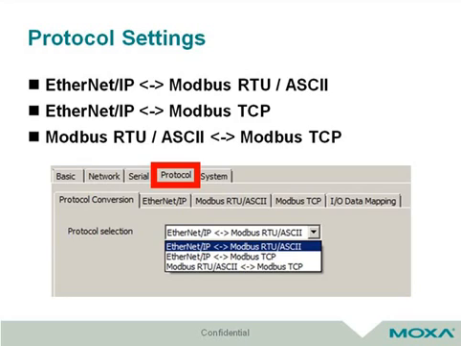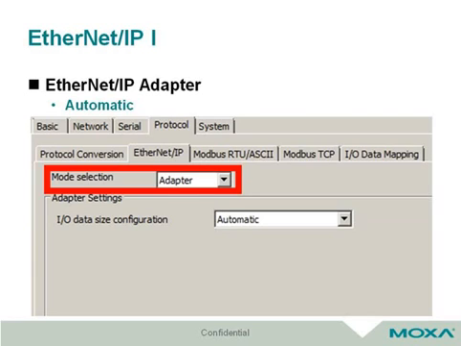For the settings, the first step is to select the protocol. There are three protocols you can choose: Ethernet IP to Modbus RTU or ASCII, Ethernet IP to Modbus TCP, and Modbus RTU or ASCII to Modbus TCP. For now, we give you an example of Ethernet IP to Modbus protocol conversion. We need to configure the Ethernet IP and Modbus protocol.